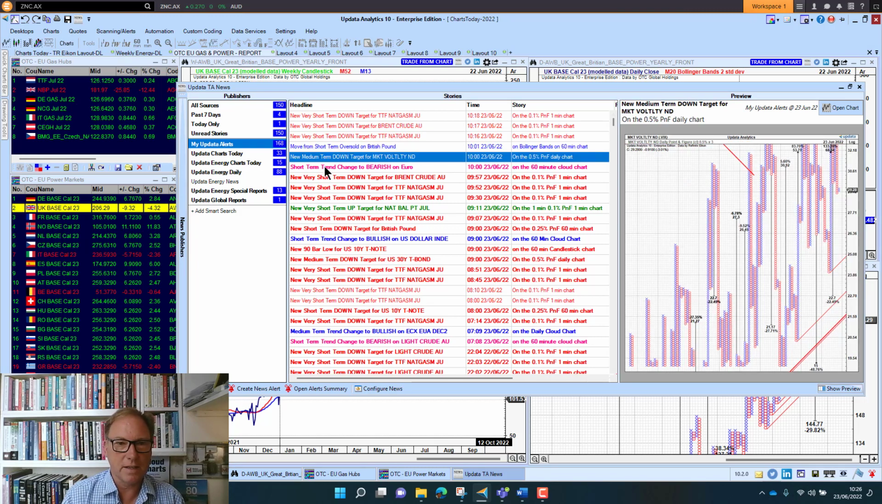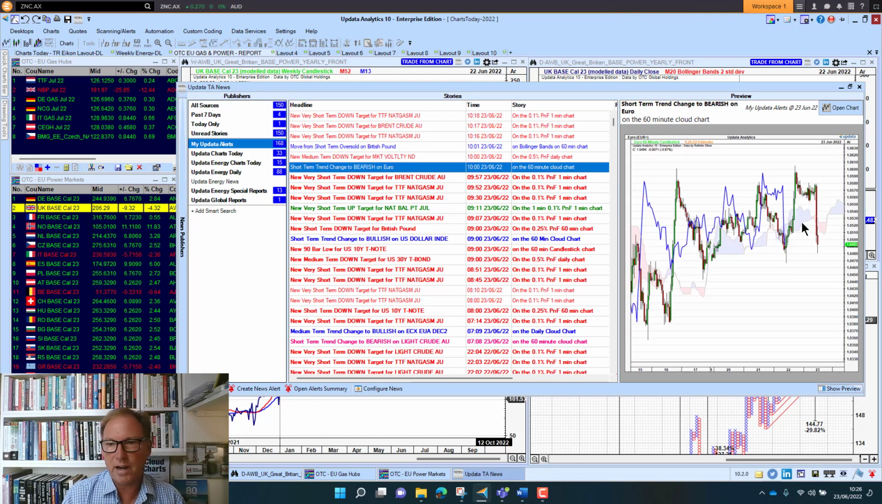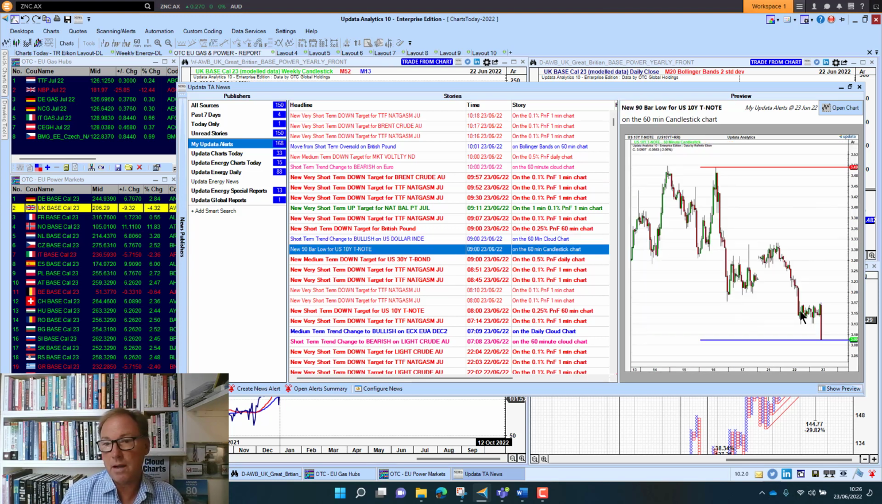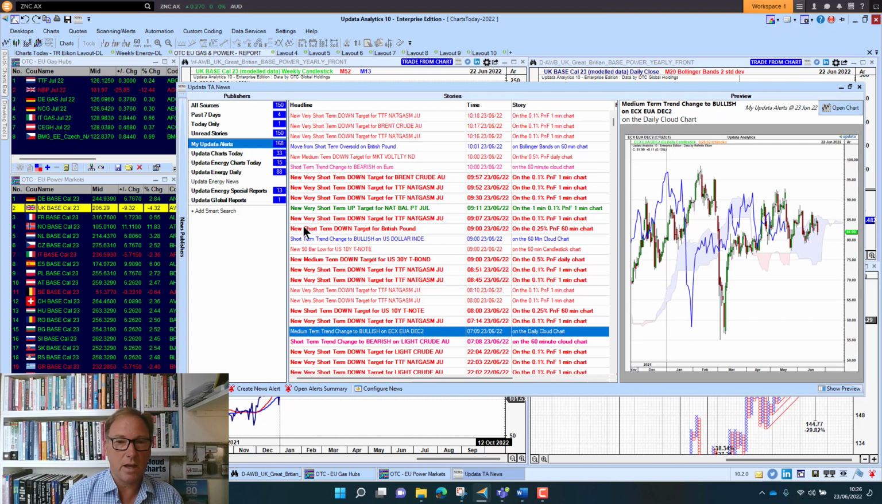The VIX volatility, trend change to bearish on the euro because we've fallen through the cloud. So I can just literally go through these. The dollar index bullish, we've gone up through the cloud, quite a big move there. A 90 bar low on the US 10-year yield, so that's quite interesting. And I can just go through and see these changes as well. So all in all, pretty interesting.